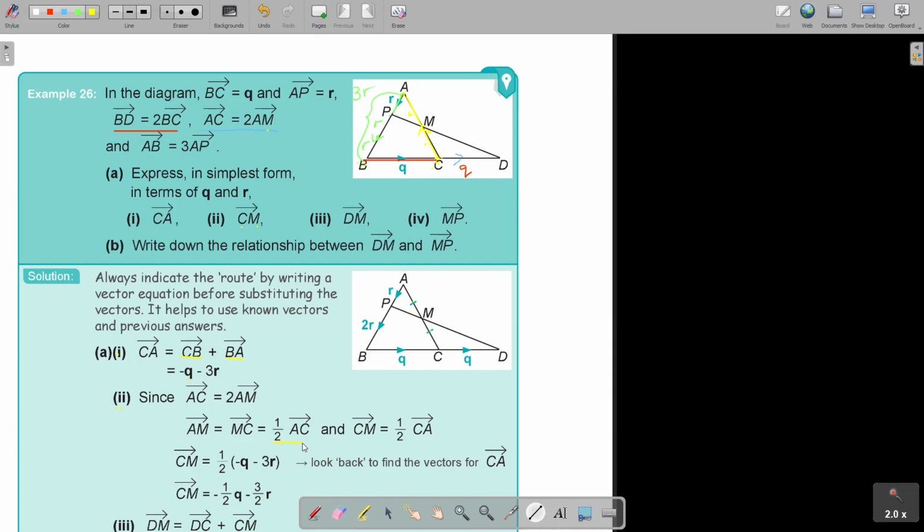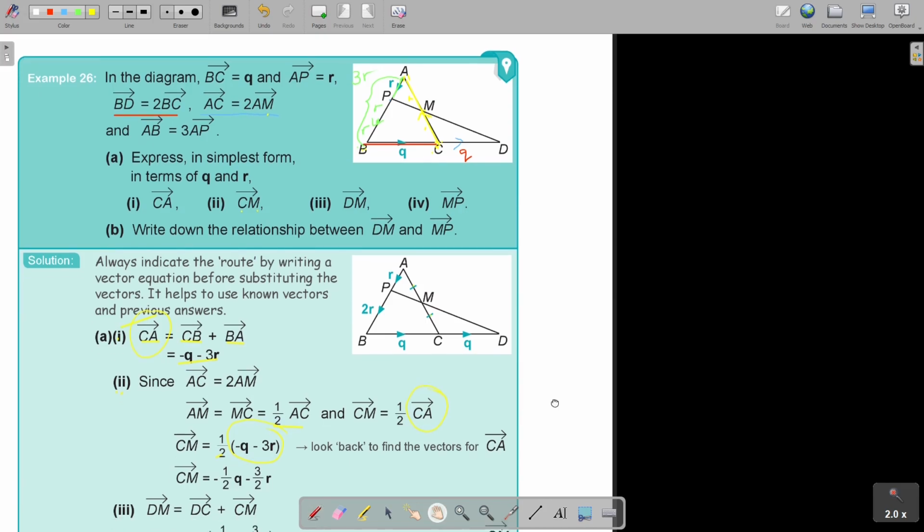Now, if I must find CM, remember what you have. You have CA, so it's just the half of that. This is what I was saying to you: look up, a lot of time you already have it. So you already have CA, and just substitute CA there to get CM. And that is the way, it's not so difficult, the example that we're going to look at.